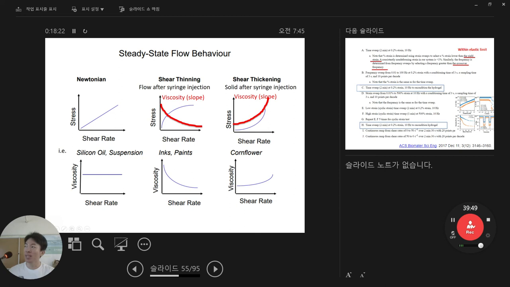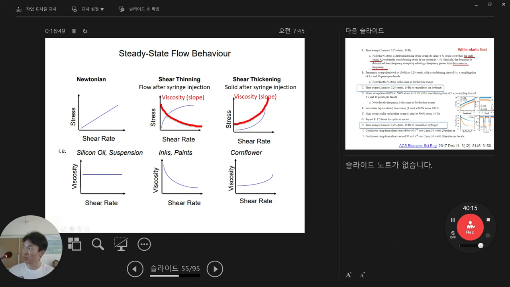But ink or paint, with increase of shear rate, viscosity goes down. Originally the stress goes up, but the slope is different. And then with corn flour, as shear rate increases, viscosity goes up. So you can determine this kind of behavior from shear rate and stress.